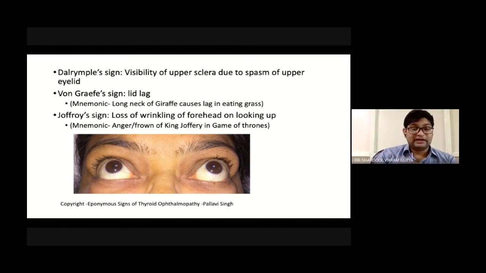Joffroy sign is loss of wrinkling. As you see in this patient, there are no wrinkles on the forehead on looking up. Most of you guys have seen Game of Thrones, so I have made a mnemonic: remember the frown of King Joffrey, the most villainous character in Game of Thrones. So there will be loss of wrinkling in the forehead in Joffroy's sign.